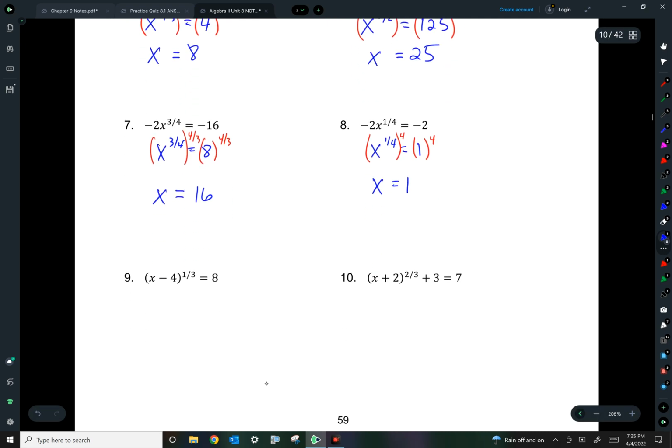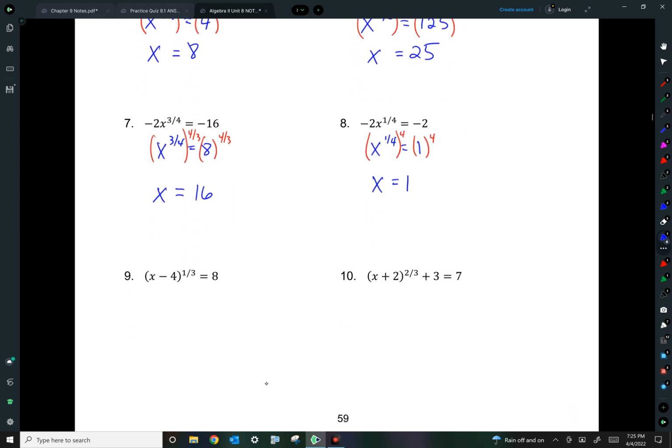Okay, now, number 9, don't get confused. You can't add 4 out of that parenthesis, right? Because you got to get rid of that exponent first. So I'm going to go ahead and raise this whole thing to the 3, because it's the reciprocal. So both sides to the 3.